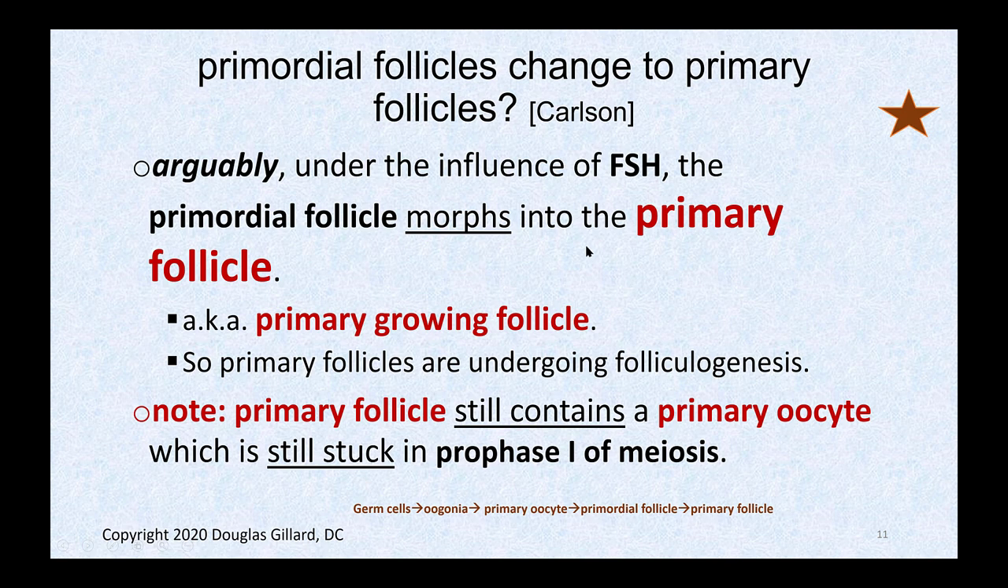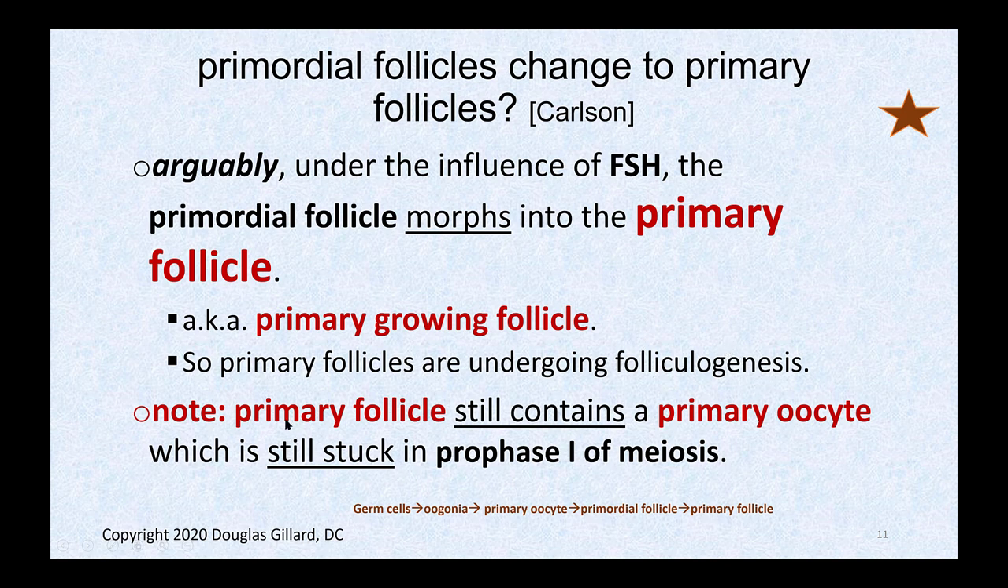And so once they start growing, you can tell they get bigger than the rest of the sleeping primordial follicles. And so we got to give them a new name because they look different than the sleeping primordial follicles. We just call them primary follicles. Primary follicles or primary growing follicles, they're the ones that race each month. The ones that are still sleeping, waiting their turn to maybe race next month, those are primordial follicles. Primary follicles are racing follicles. They're undergoing folliculogenesis, which is the racing process.